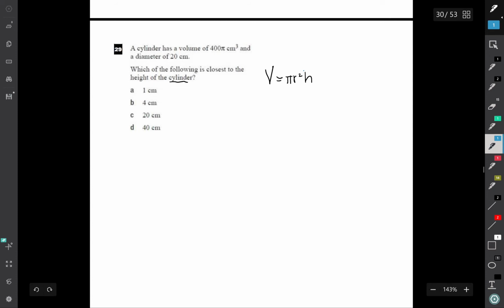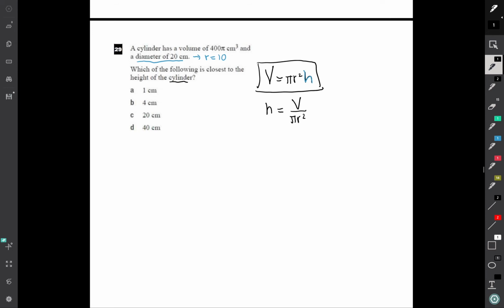We're given diameter, but we know that whenever we're given diameter, we're also given radius. So if diameter is 20, radius has to be half of that. Again, we're trying to solve for h, so let's rearrange this equation for h right off the bat. So h is going to be equal to volume divided by pi r squared, similar to the question we just did. All right, so let's plug in our values.